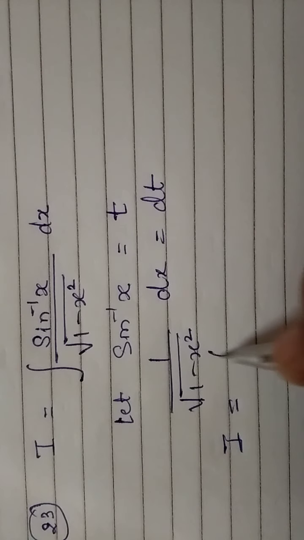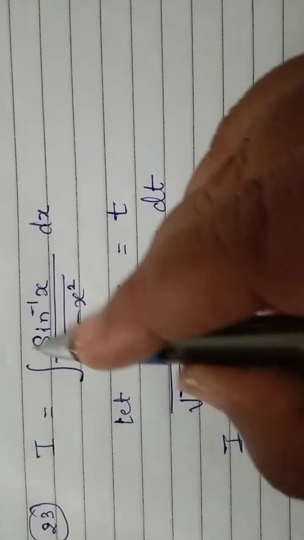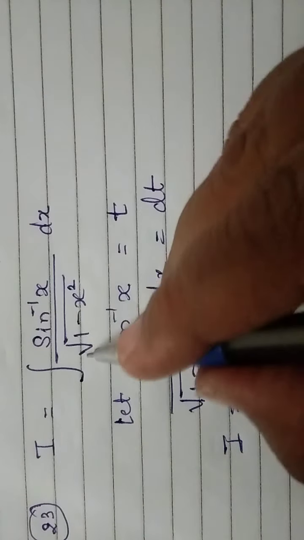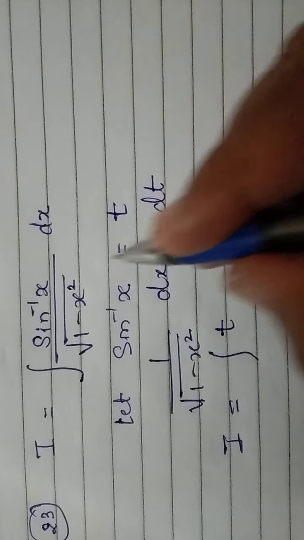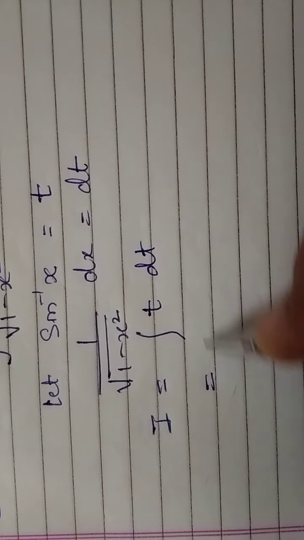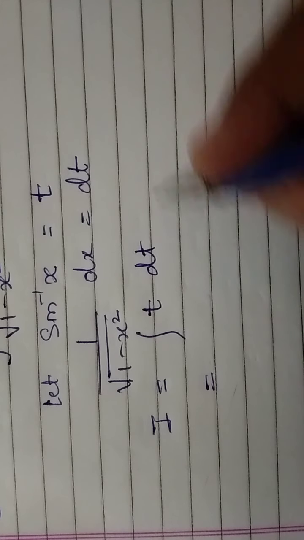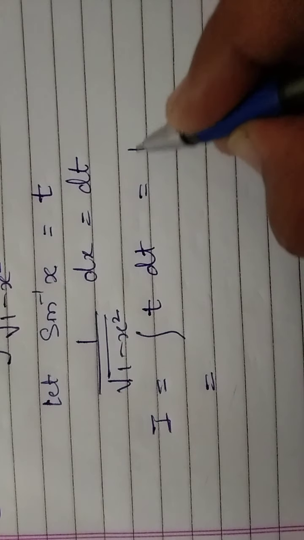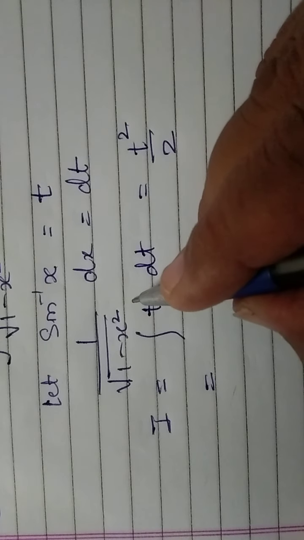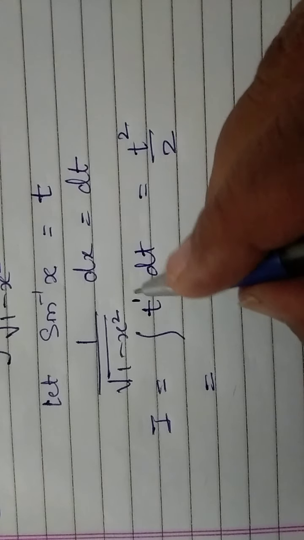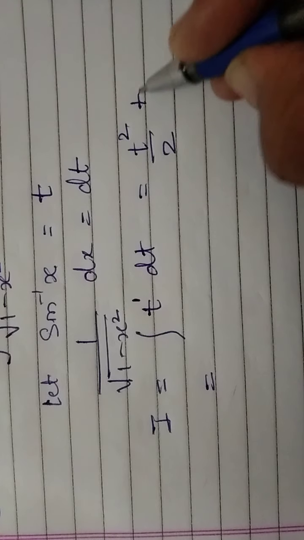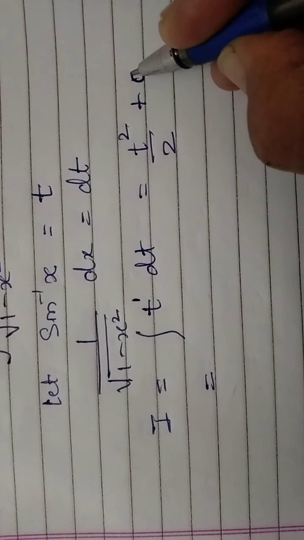So let me see how my question now appears. I get integral, over here instead of sine inverse of x, I write it as t, and dx upon under root of 1 minus x square, this I wrote as dt. So now what is the integration value for t? I know it is very simple. That is going to be t square upon 2. Power will increase by 1. Nothing means power is 1, so 1 plus 1 is 2, so t square, and whatever power comes, same thing over down, and plus c, that is constant of integration.